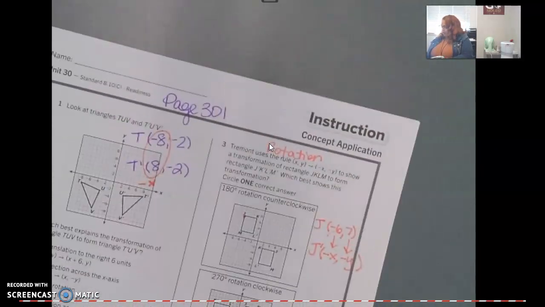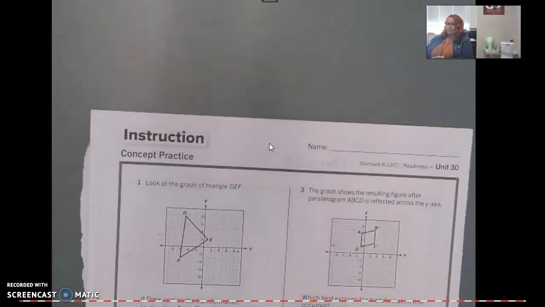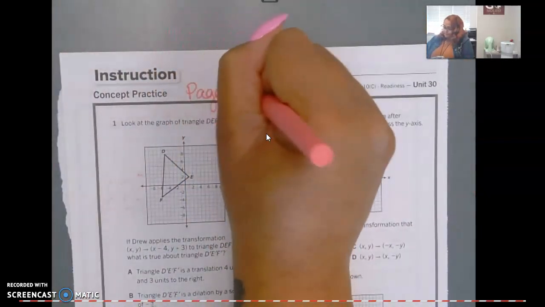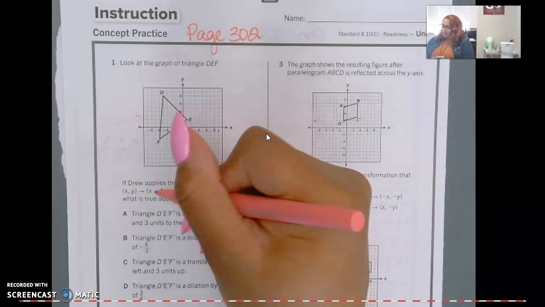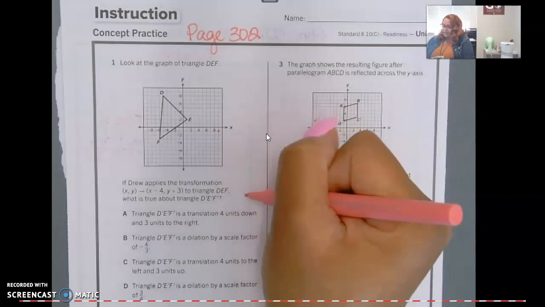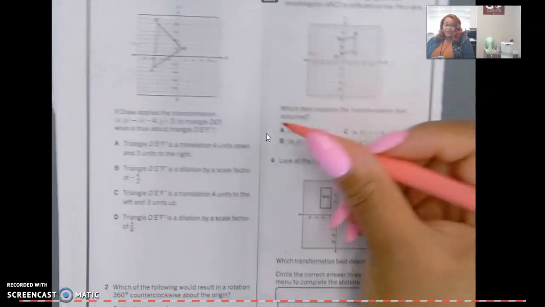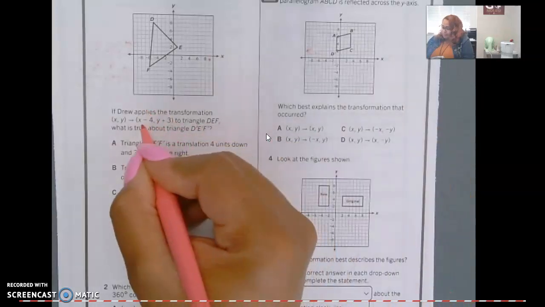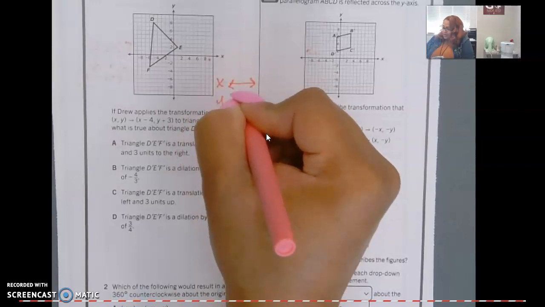All right, number 1 on page 302. Look at the graph of triangle DEF. If Drew applies the transformation (x - 4, y + 3) to triangle DEF, what is true about triangle D prime, E prime, F prime? Looking at the answers, it says it's a translation 4 units down and 3 units to the right. Well, remember your X goes left and right, and your Y goes up and down.